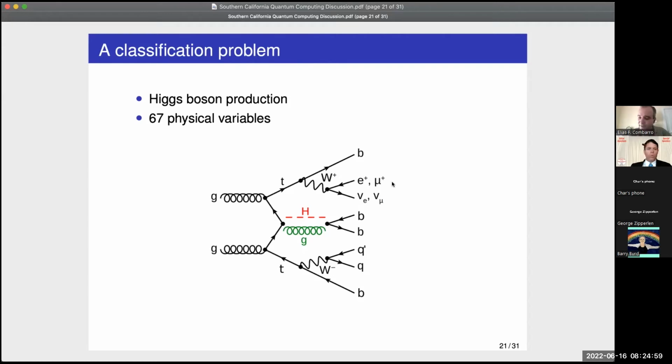I don't know all the details, but they have to do with the momentum of the resulting particles that come from this collision, and the angles of deflection of these particles. So we have these physical variables, and what people at CERN and at other physics laboratories all over the world used to do was to apply classical machine learning.